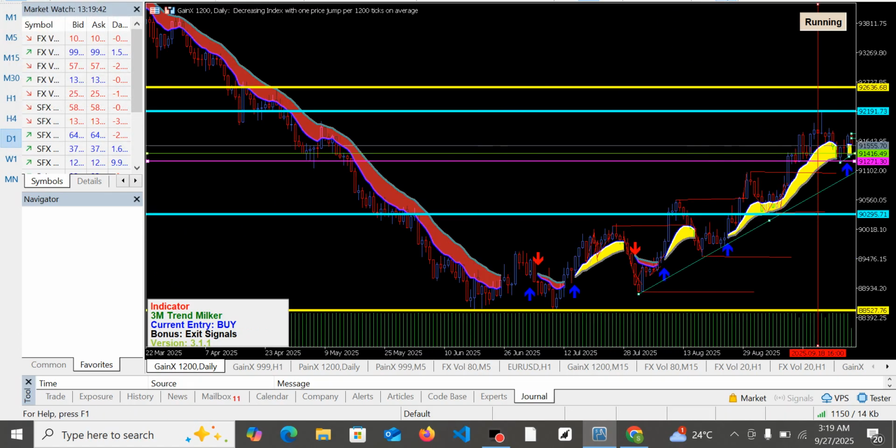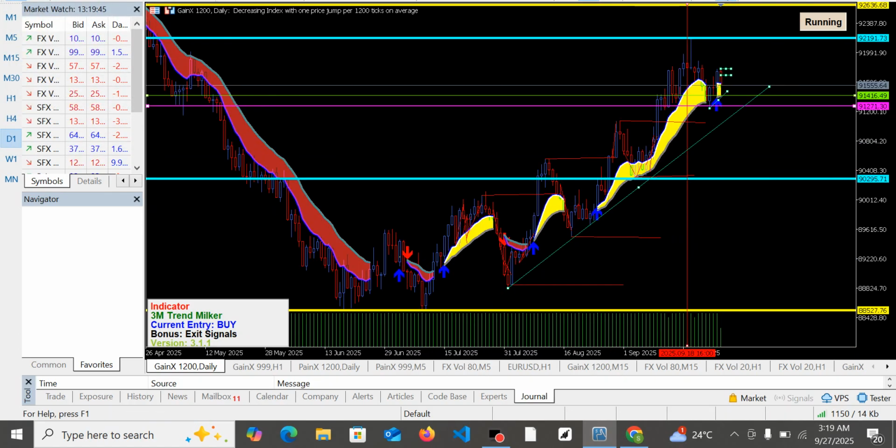Okay, guys, this is the daily time frame, and right here on the daily time frame, you can see I highlighted some key points. The yellow line is the support zone for the daily time frame, and the one at the top right here is also the resistance zone for the daily time frame. These blue lines are for the H4, that is the 4 hour time frame. Okay, so this is very, very important.